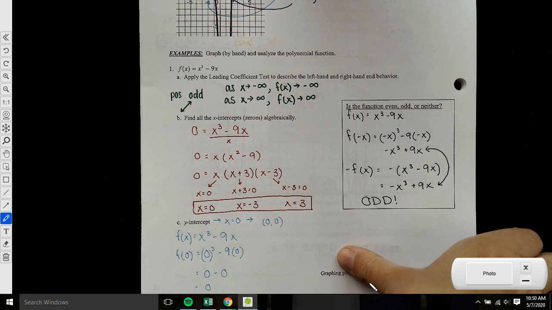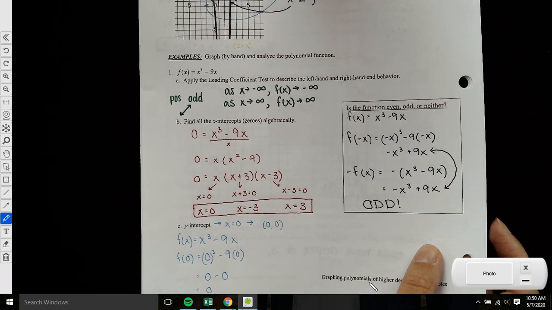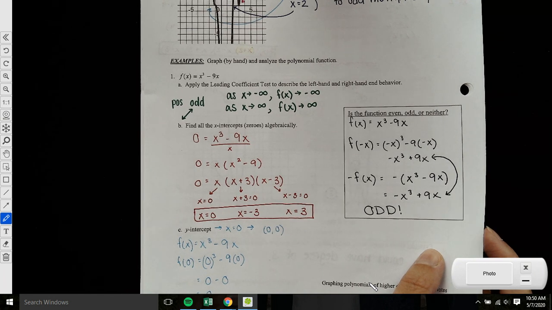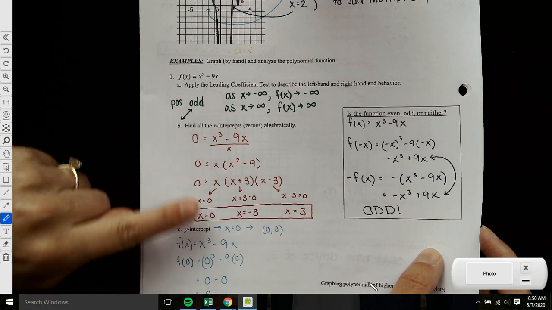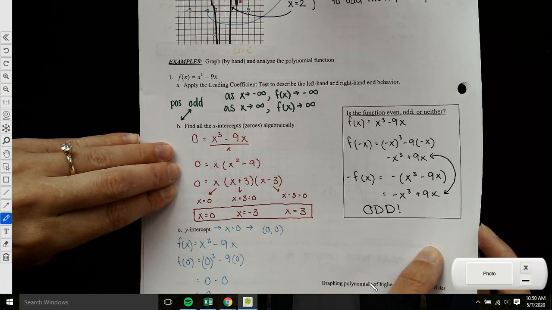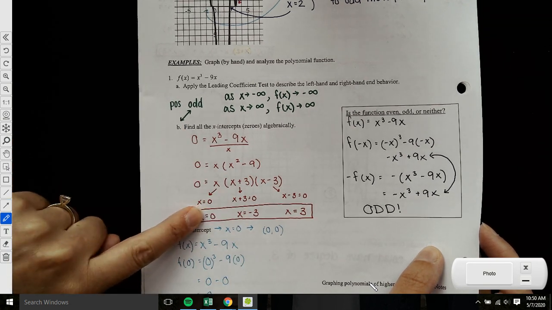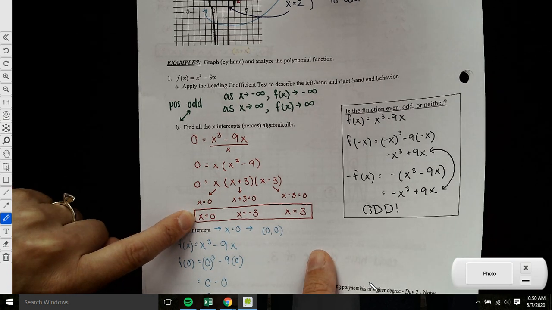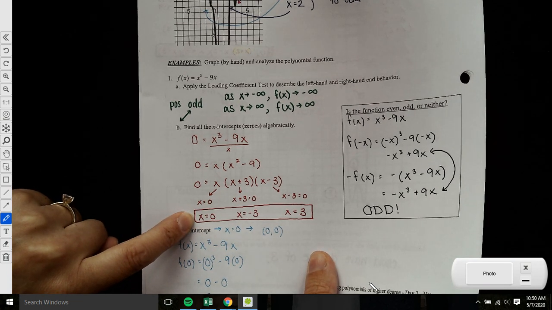Now I'm going to flip to the next page. The important thing to take to the next page is mostly these 3 parts here. The most important thing to take to the next page is the x-intercepts. I have x-intercepts at 0, negative 3, and 3.